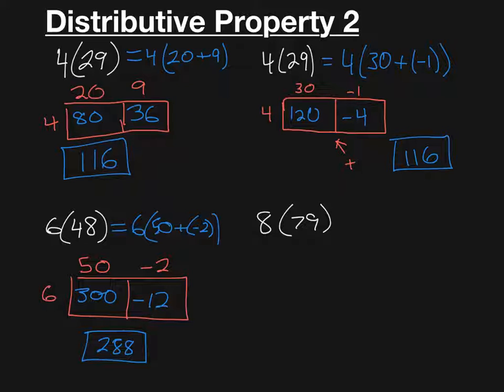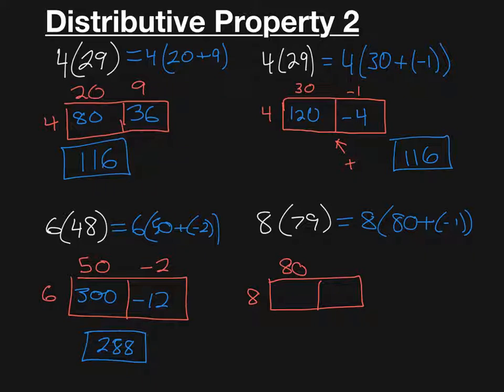We can do 8 times 79. We'll do one more example here for the numbers. My width is 8, and I have two lengths, right? I can write 79 as 80 plus negative 1. So I'm going to have 80, and I'm going to have negative 1. 8 times 80 is 640. 8 times negative 1 is negative 8. So my total, when I add those together, is 632. So we just did 8 times 79. That's a kind of a tough problem without needing a calculator, but it's doable by using the area method.